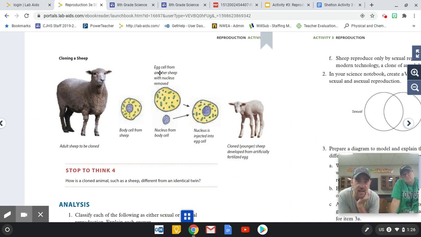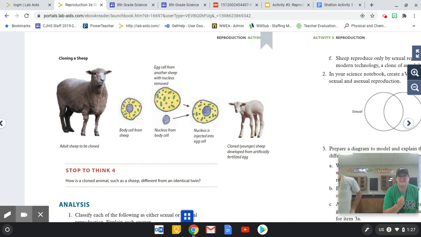And what happens is that the egg cell from another sheep is taken and they remove the nucleus, or the inside of the cell that has all the information. So they take the information from that cell and remove it. And what they do is they inject the nucleus from the adult sheep into the egg cell, put it into the womb, grow a baby sheep, and it literally looks exactly like its mother. So this one will look identical and have the exact same DNA as its mom.